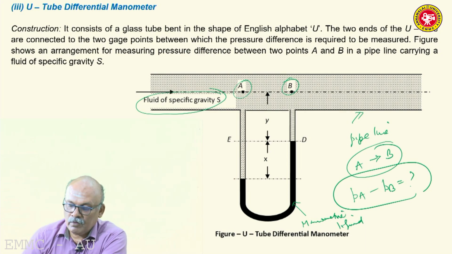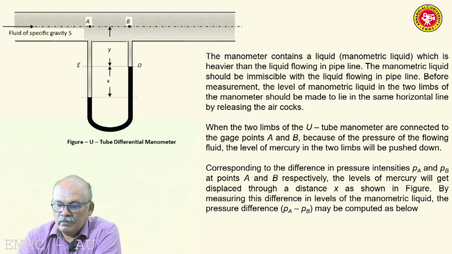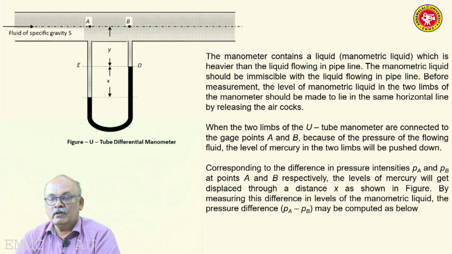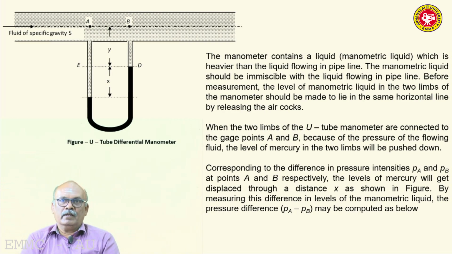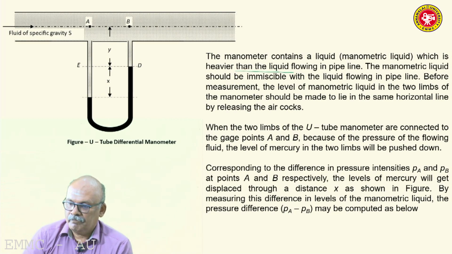Say, for example, mercury of specific gravity 13.6. So which is the manometric liquid? Here, in the inverted U-tube, if you are using a manometric liquid, it should have a density lighter than the density of the fluid flowing through the pipeline. Whereas in the case of the U-tube manometer, you should have a liquid which is heavier than the liquid flowing in the pipeline.